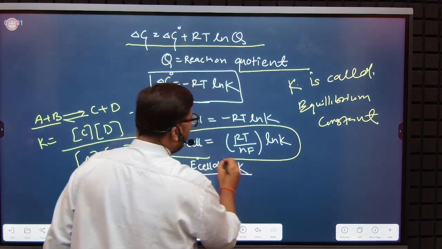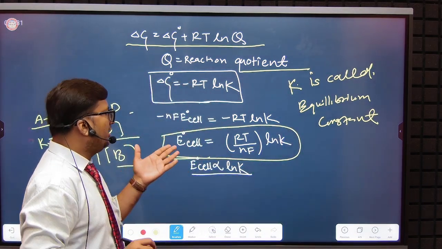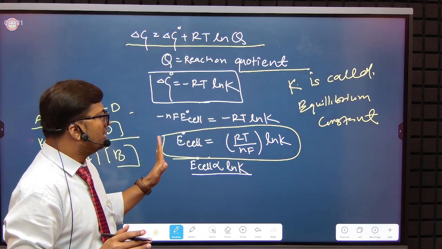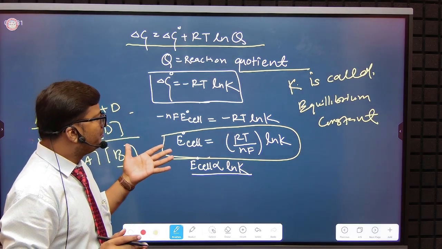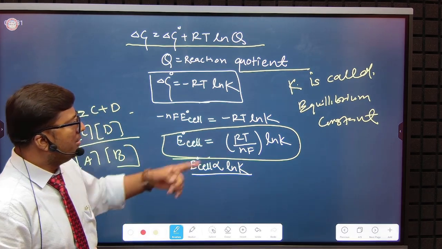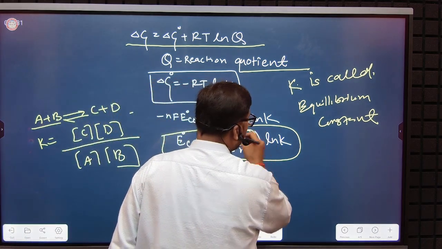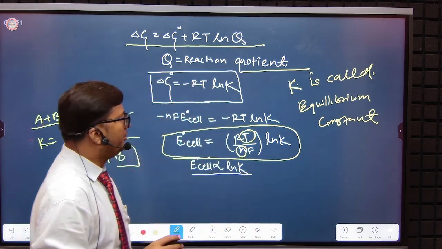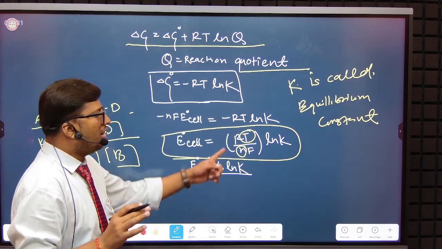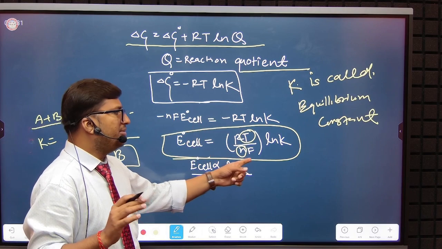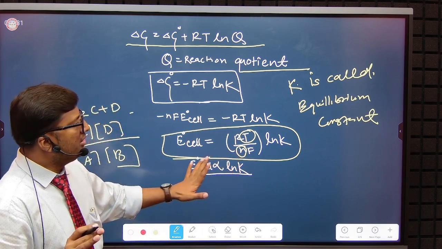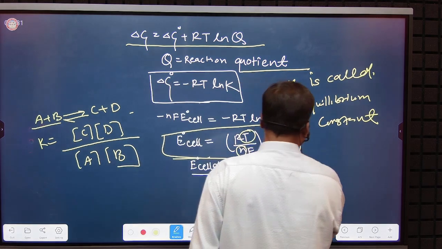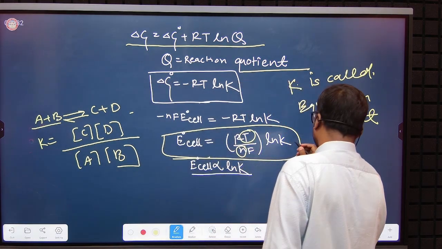So this is the relation for the electrochemical cell: the EMF value of the cell, the electromotive force or electrochemical potential of the cell, depends on the temperature. Here T is the temperature, and it also depends on the number of electrons transferred in a particular electrochemical reaction, and R is the gas constant, which is a constant, and F is also a constant, that is 96,500 coulomb per mole of electrons. Now ln K, this is the equilibrium constant.